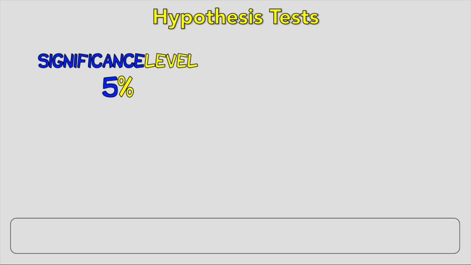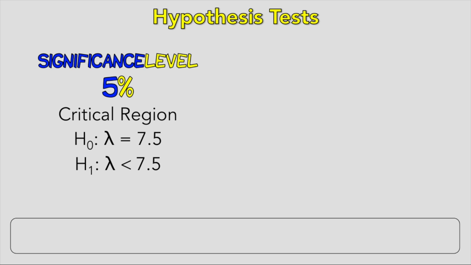Now here's a nice example for you. The significance level is 5%, and the null hypothesis is that lambda is 10.5. We're doing Poisson, if you were wondering. Therefore, the alternative one-tailed hypothesis is that lambda is less than 7.5. Any values with a probability less than 0.05 or 5% will be in the critical region.